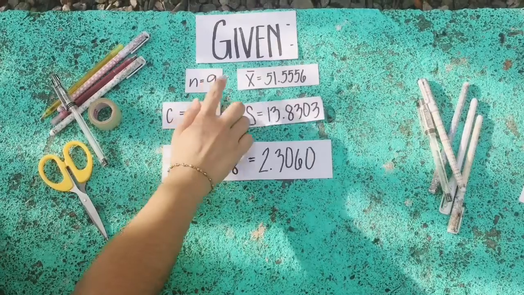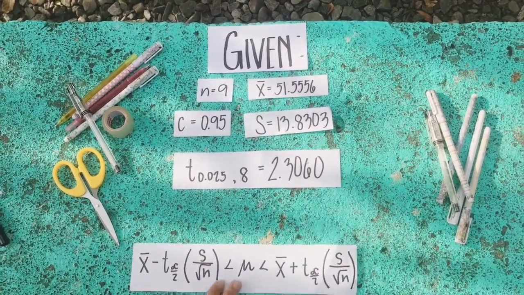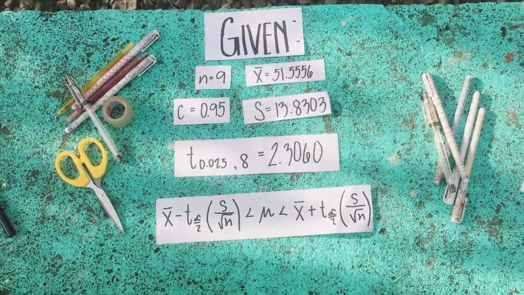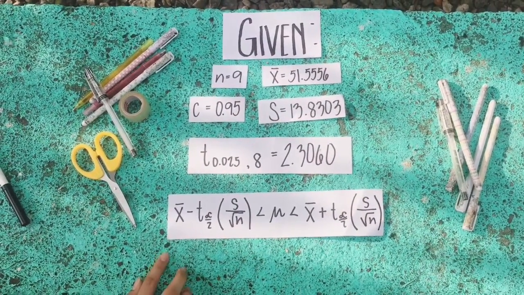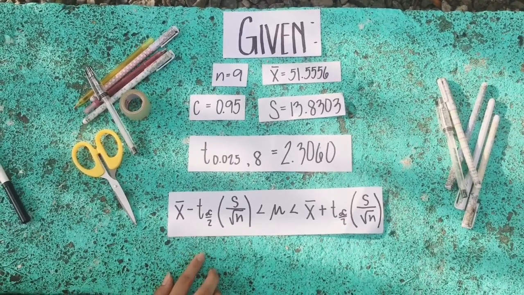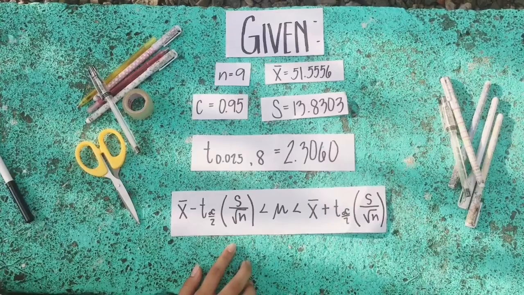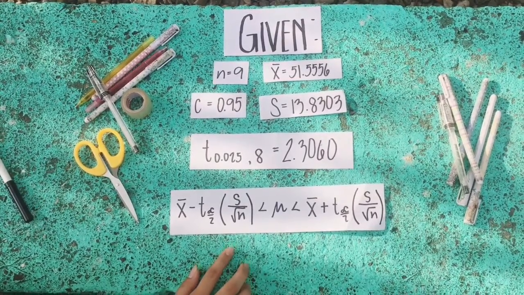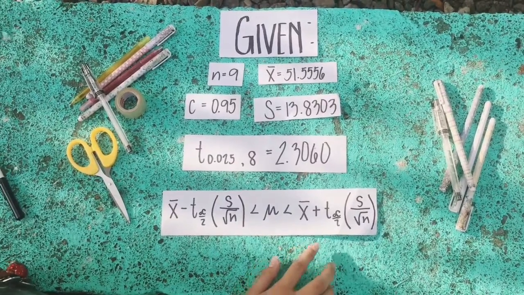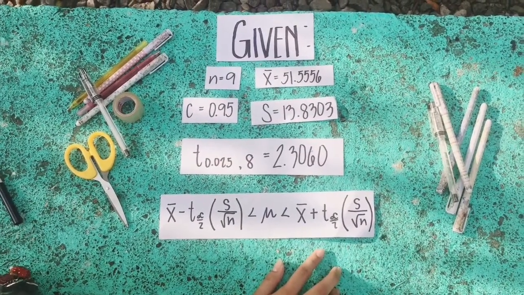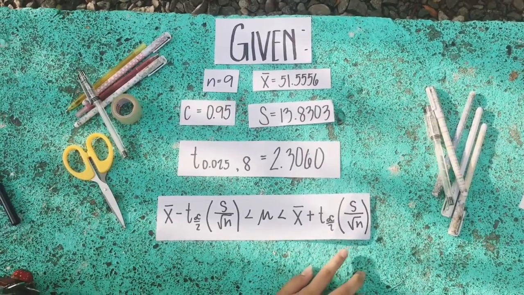Since we already have the given values, we are going to substitute each in this equation, wherein the mean is greater than the sample mean minus t alpha over 2 times the standard deviation over the square root of the sample size, but is less than the sample mean plus t alpha over 2 times the standard deviation over the square root of the sample size.